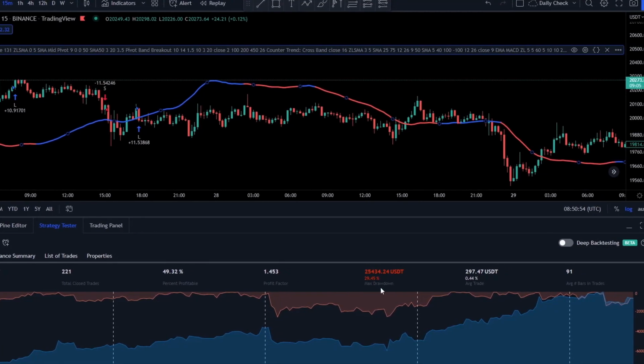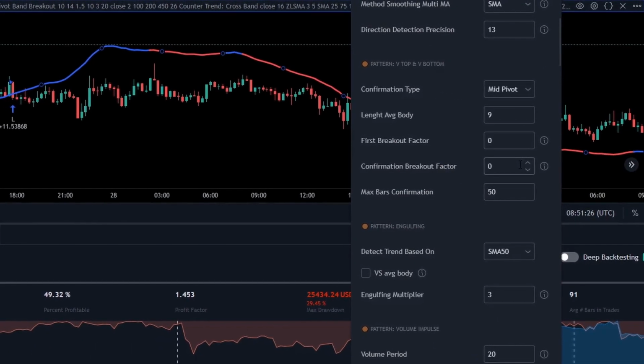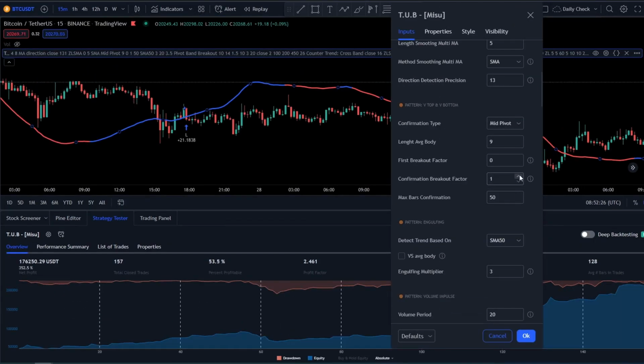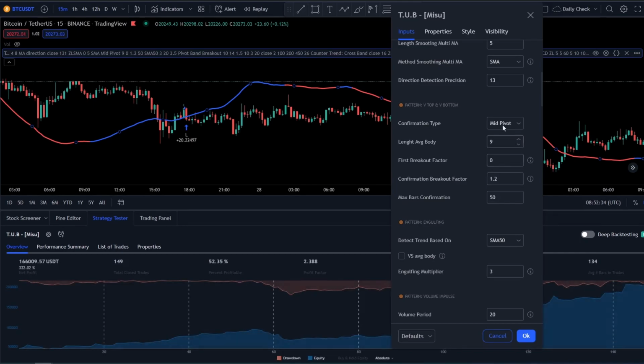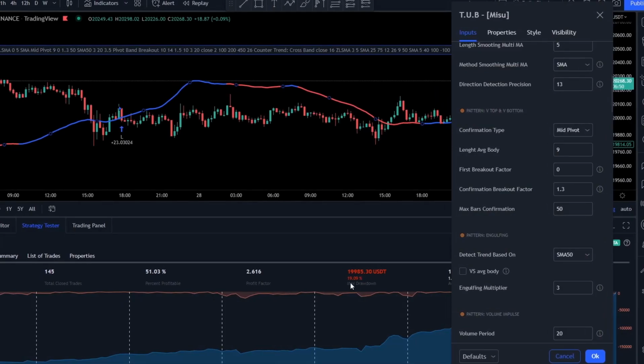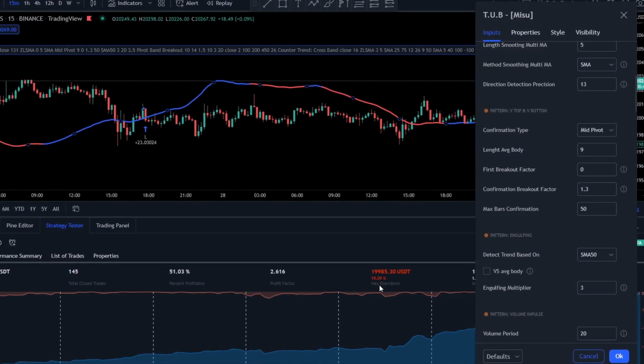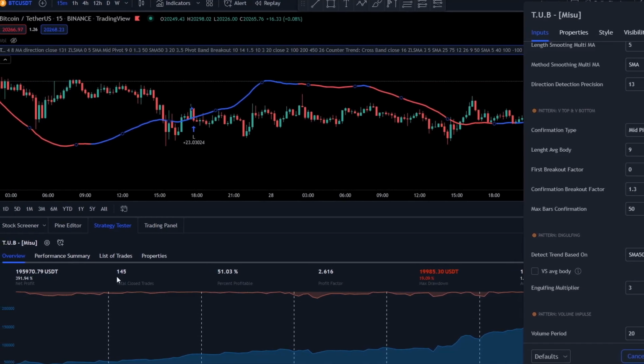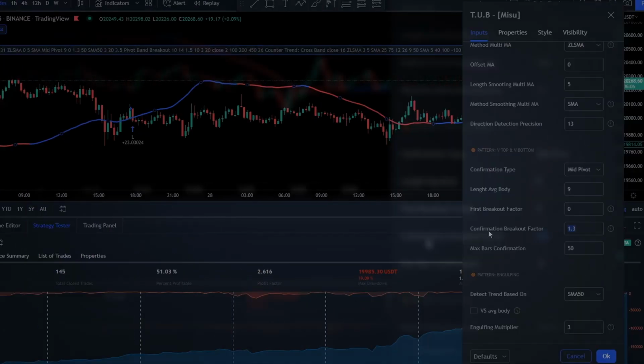Of course, we are not done yet. Let's modify the confirmation breakout factor, which favors quality breakout impulses. As you can see, when I am updating the confirmation breakout, I have better results, so I continue. And here we go with a 1.3 breakout factor. We have approximately 400% net profit and a max drawdown of 19% for 145 total closed trades. Here is the advantage of the confirmation breakout factor, which allows you to have better quality confirmation.